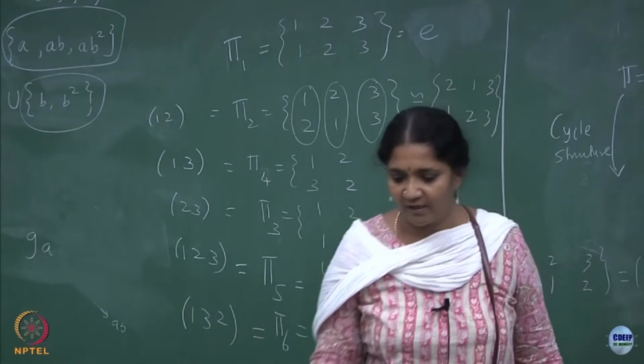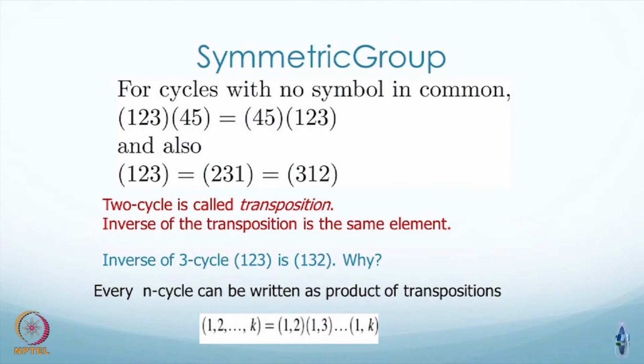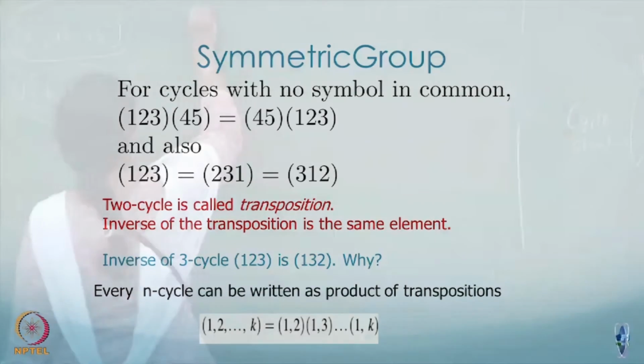So, this is what I am trying to say here. Every n cycle can be written as a product of transpositions. Okay. So, I have given you a k cycle, 1 to k. The first check you have to do is do it for 1 2 3 and see whether it is satisfied. Can you check that out for this case? So, what have I written? 1 to k is (1 2)(1 3)...(1 k). So, let us write it.